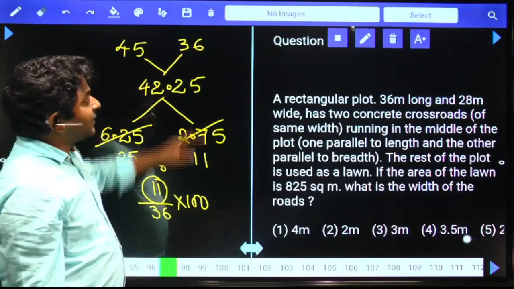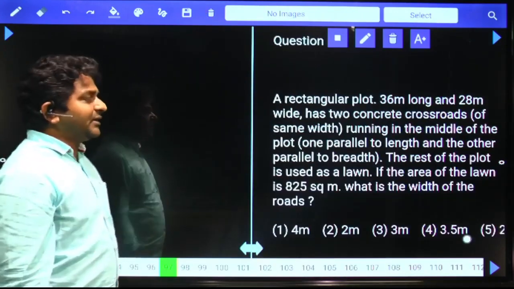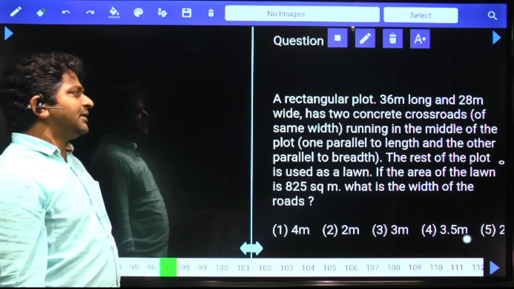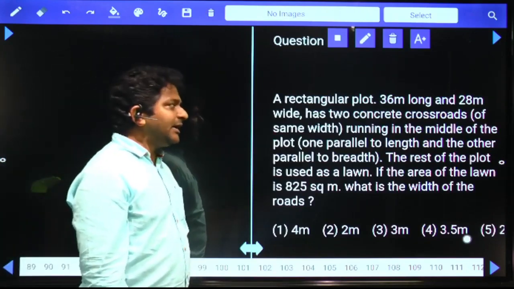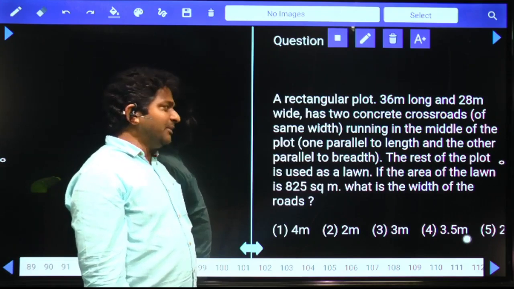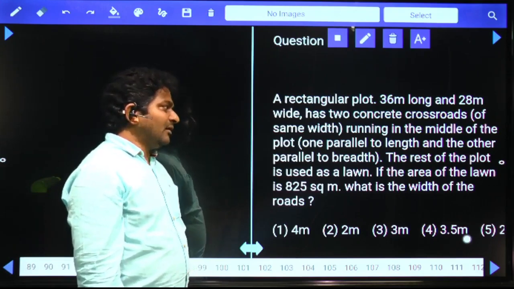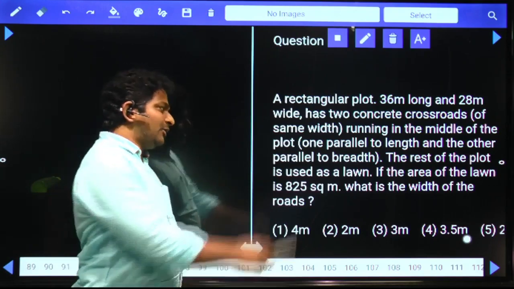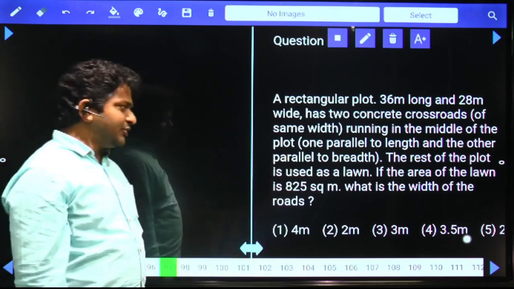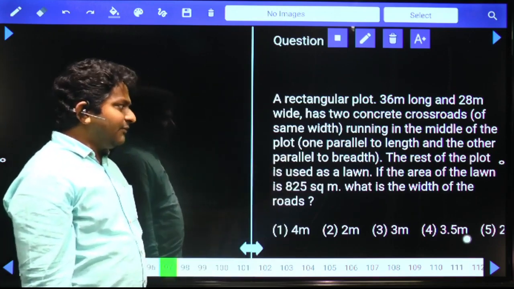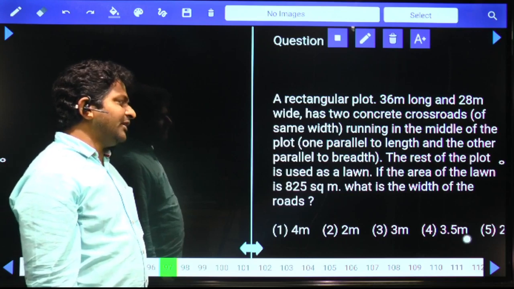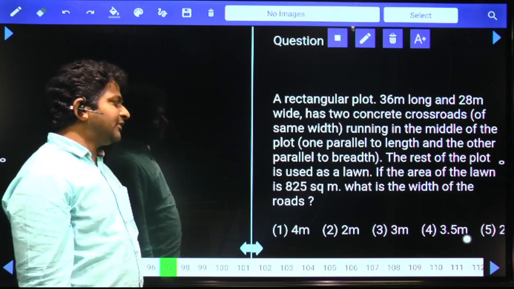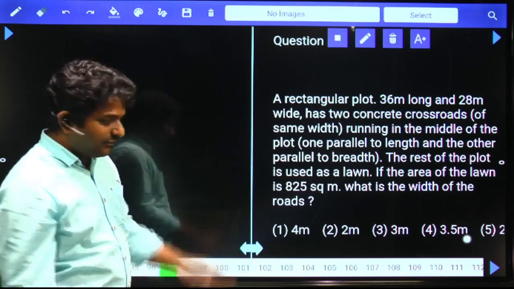Next. A rectangular plot 36 meters long, 28 meters wide, has 2 concrete crossroads running in the middle of it. One parallel to length, other parallel to breadth. The rest of the plot is used as lawn. If the area of the lawn is 825 square meters, what is the width of the road? Width of the road, that's what we need to calculate.